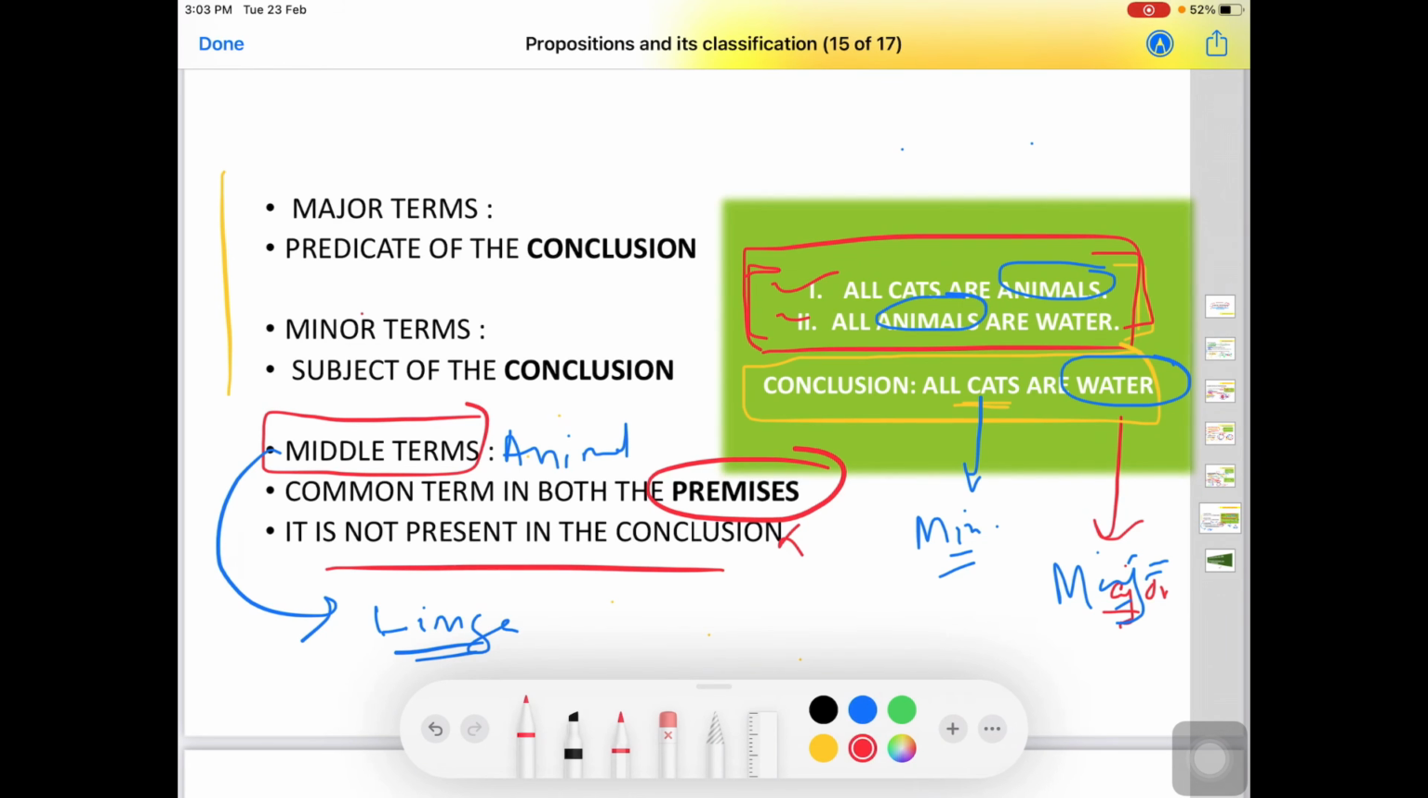And in Indian logic, the major term is known by another name, that is sadhya, and the minor term is known by another name, that is paksha. And these are very important. You will have questions where you will be asked to identify the terms, major terms, minor terms, middle terms, or to identify the linga, paksha or sadhya. So you should know the Indian logical names as well.